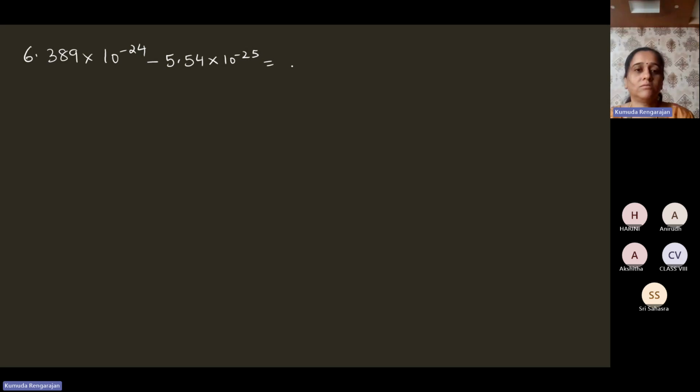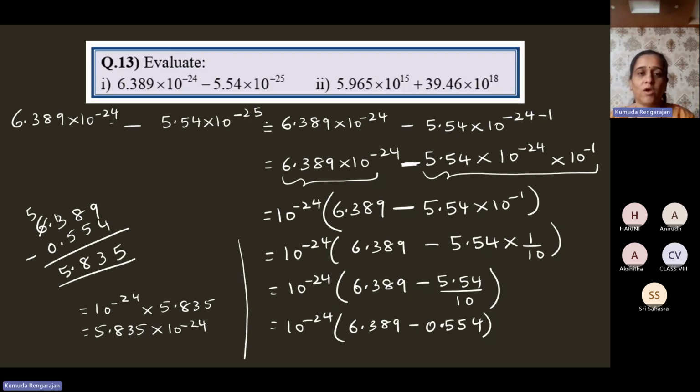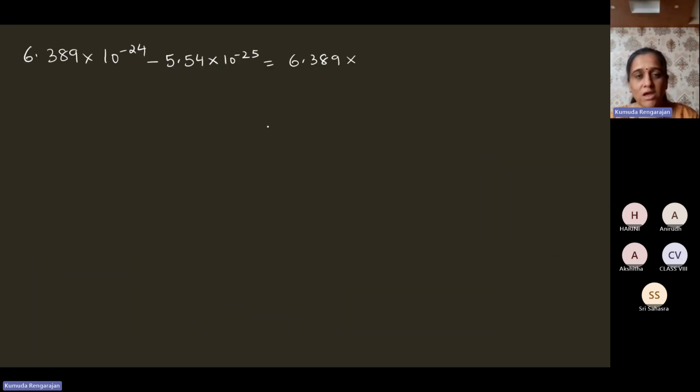Now 6.389 into 10 to the power minus 24. We'll change minus 24, but you should write minus 24 using minus 25. That's the condition. Here earlier we changed minus 25 and wrote it using minus 24. Now we're going to change minus 24 and write it using minus 25. So how can you write it? Plus 1. Minus 24 is equal to minus 25 plus 1. This is the only way.